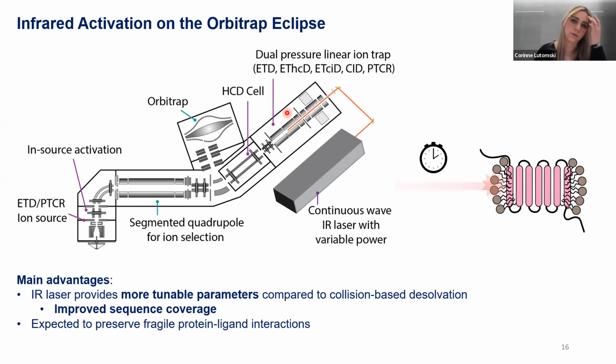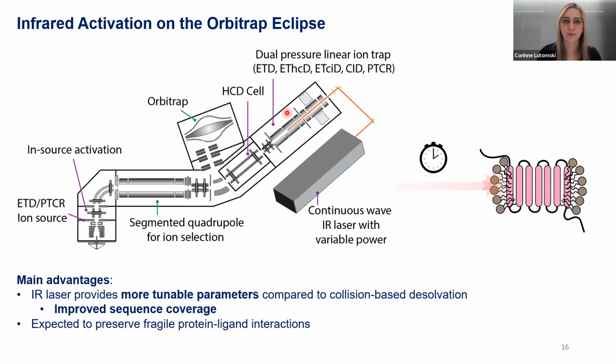This laser gets fed into the ion trap. And so there's a few advantages that I've outlined. Not only do we expect to get improved sequence coverage because we'll have higher signal, we actually have more tunable parameters compared to the collision-based desolvation. What I mean by that is, with collision energy, you can just ramp the energy. But with the IR laser, we can tune the laser power and the amount of time that the ions will see that laser. And so we do expect that, without undergoing hundreds of thousands of collisions, we can preserve some of these fragile protein-ligand interactions.